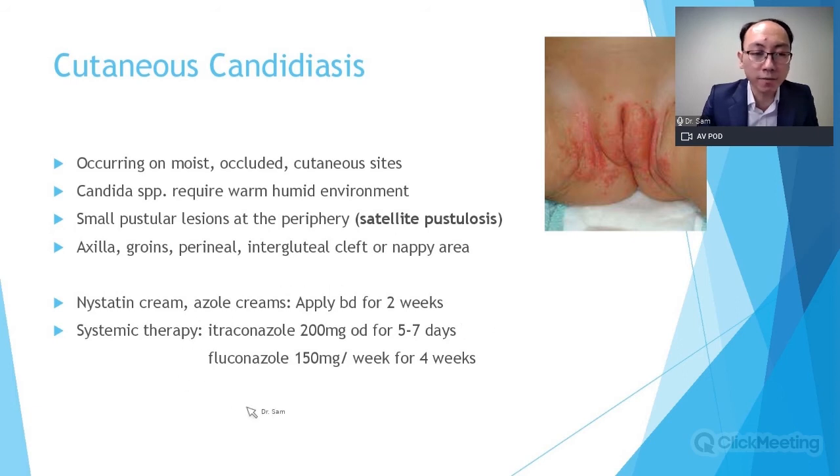Rarely, if an adult or immunocompromised patient has extensive lesions just below the breast or in the axillary region, then we can try a systemic therapy, either itraconazole or fluconazole.